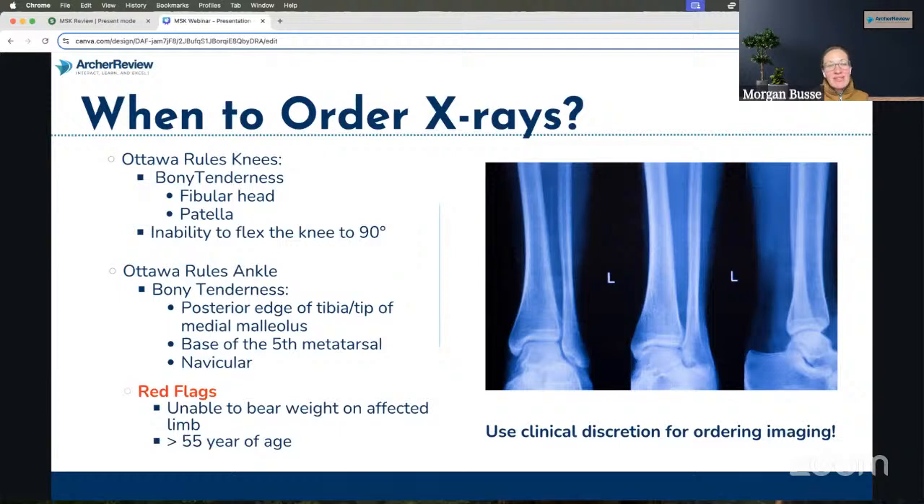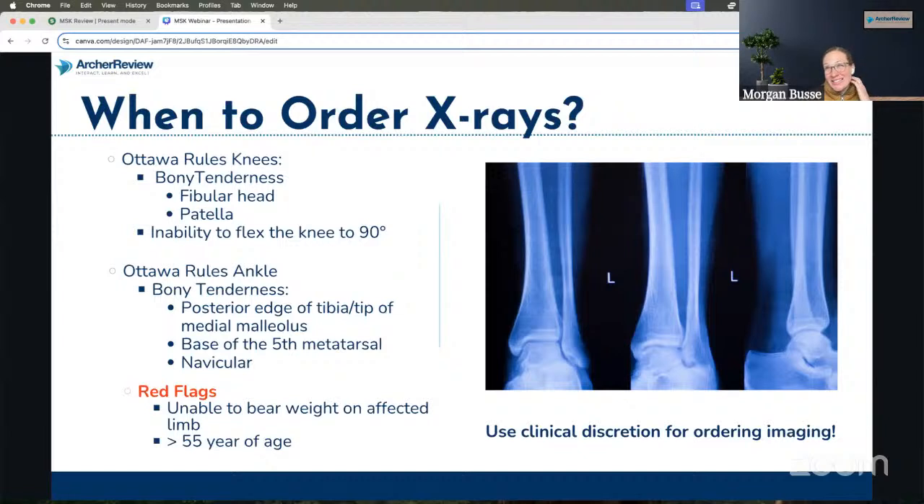Well, luckily, we have the Ottawa rules. I use them all the time. I pull them up in the patient room oftentimes because I can't always remember exactly which ones. And so I use my resources. It's important that you as nurse practitioners use your resources. Don't be afraid to look things up and continue to do that.